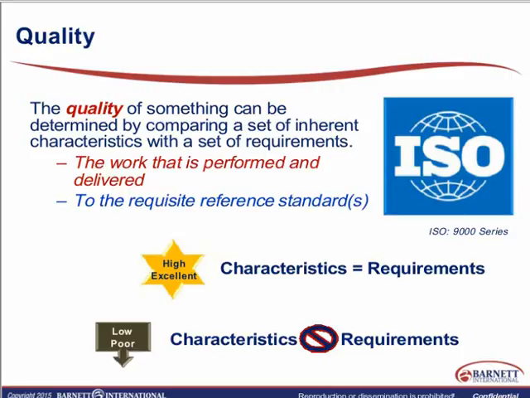For example, you may ask the question, are the SOPs in place and sufficient? Are people trained and qualified when you look at that? Otherwise, it's a straightforward correlation of the work that is performed and delivered. Does it meet the required standards that are in place? So, of course, as you see at the bottom of the slide, if the characteristics equal the requirements, then you're going to have high and excellent quality. However, if the characteristics that exist do not meet the requirement, you're going to have low or poor quality.